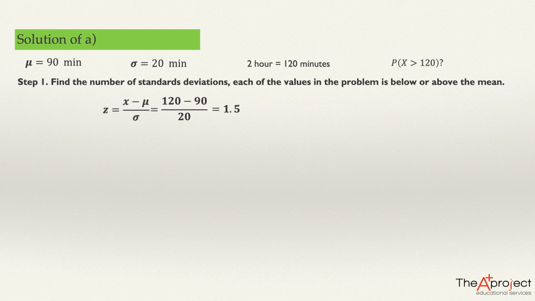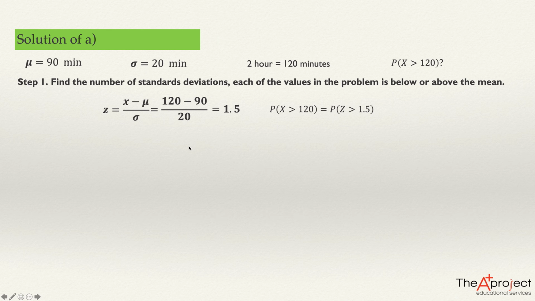So we have so far this, and the question was, what is the probability that the time will be greater than 120? But we have transformed this question into: what is the probability that the variable z will be greater than 1.5? So the question is equivalent to this question. The only thing we need to do from now on is use this 1.5 instead of this 120.